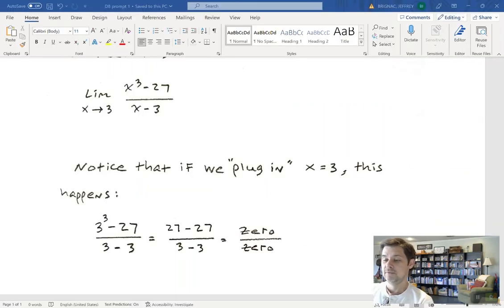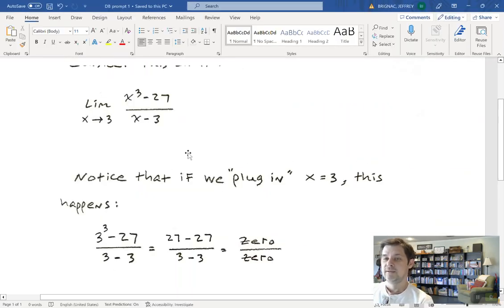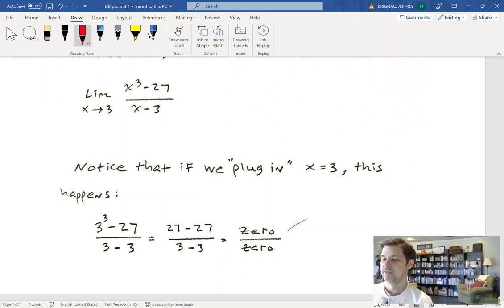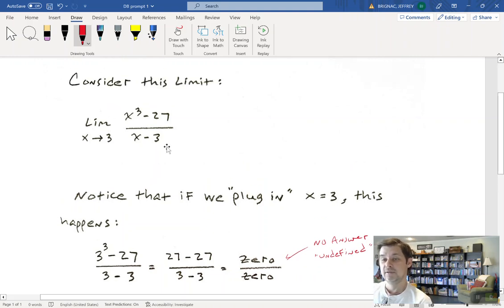Now, I wanted to show you that to point out that in regards to this limit, if I just plug in the 3, I don't get anything back. You could say lots of things about this. I guess you could say there's no answer. That would be accurate, because we divide 0 by 0, we don't get anything back. You could use the more technical term of undefined. Now that's just an observation that I'm making about this particular limit.